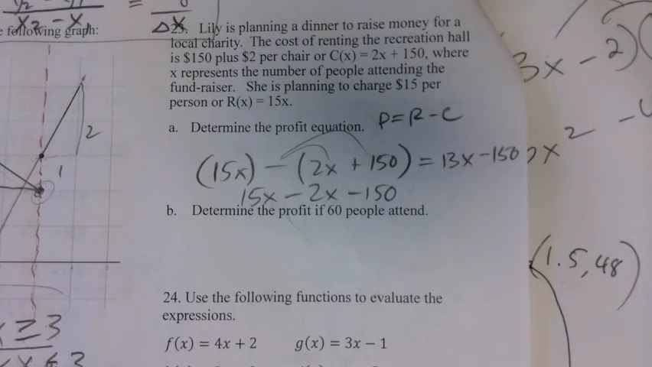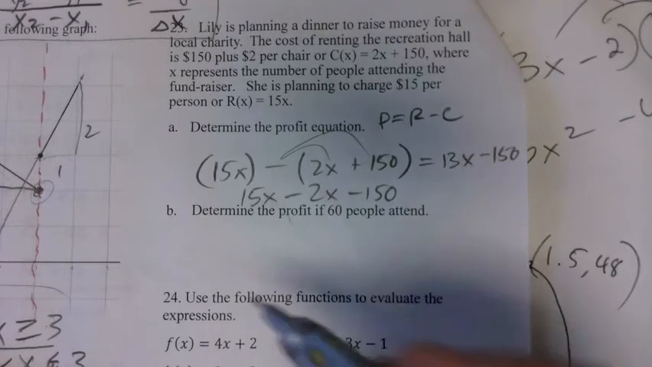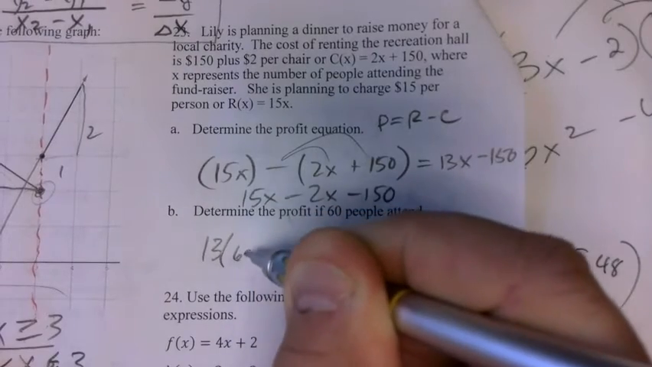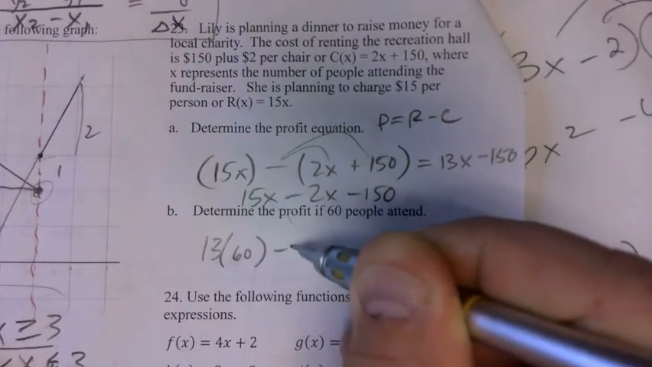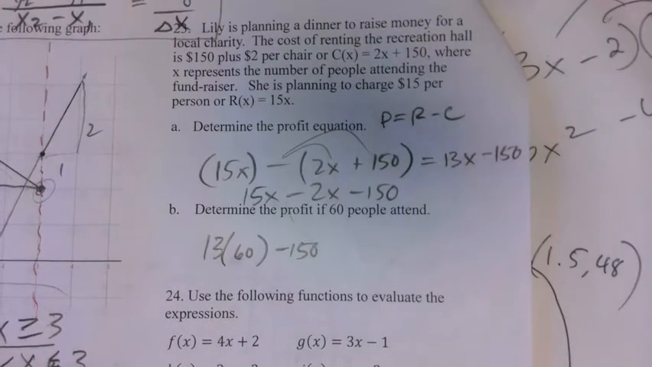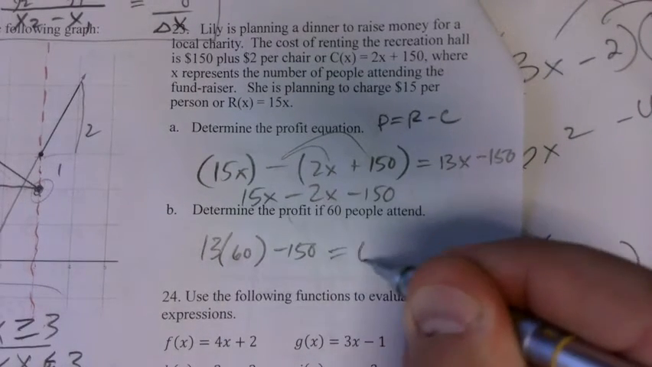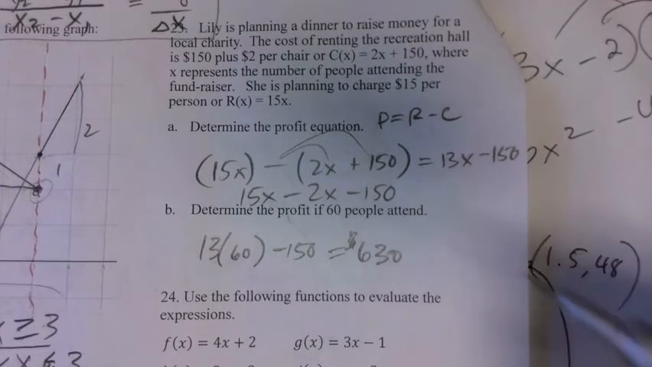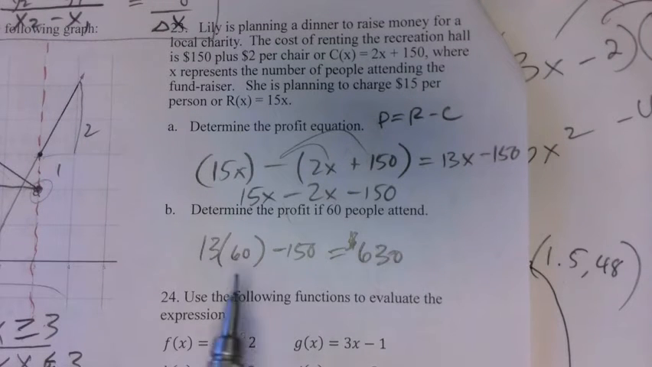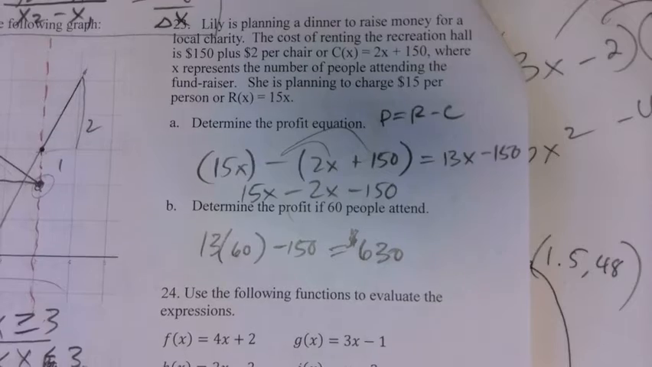Determine the profit if 60 people attended. I just have to put 60 into that profit equation that I found. 13 times 60 minus 150. 13 times 60 minus 150 gives me 630. So what I found is if I have 60 people attend, I'm going to make a profit of $630. Okay.